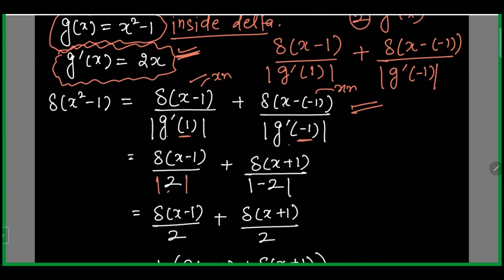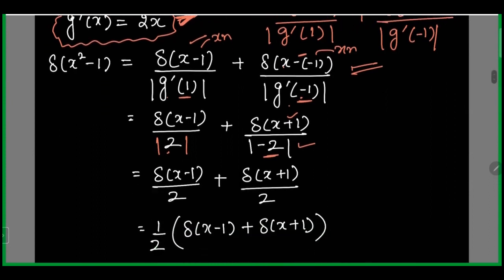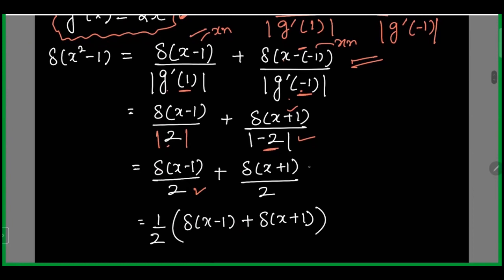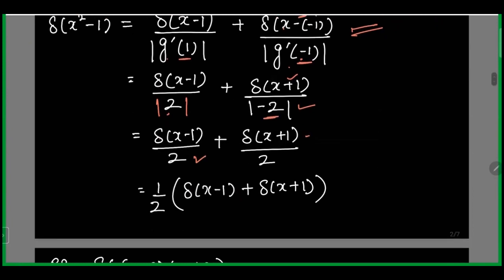Now, second term. This minus minus will become plus. You can clearly see it becomes plus here. And I will divide with g dash at minus 1, which gives minus 2. Simple. And mod of minus 2 will also be 2. So what is my answer then? I will get delta of x minus 1 divided by 2 plus delta of x plus 1 divided by 2. I can take 2 common and I will get 1 by 2 times delta of x minus 1 plus delta of x plus 1. So this is a simple function which I know.